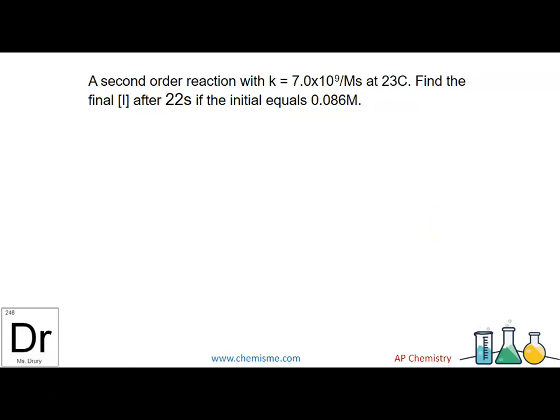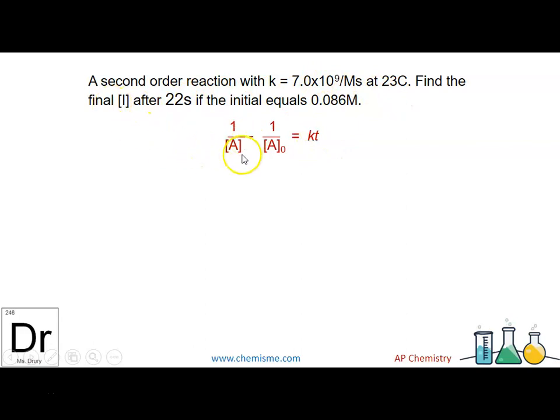Here's a question. A second order reaction with k equals 7 times 10 to the 9th per molar second at 23 degrees. Find the final concentration after 22 seconds. Its initial is 0.086. So we're going to use this second order equation because it was said it was second order. Also because the k units have 2 units on the denominator, so a little hint there. We're going to plug in their values appropriately. So this k is going to go in for that k. That time, it works out because it's seconds and seconds, so we're going to put that here.